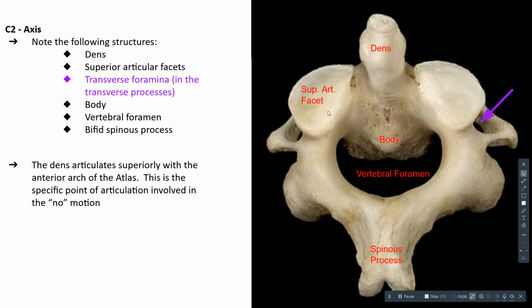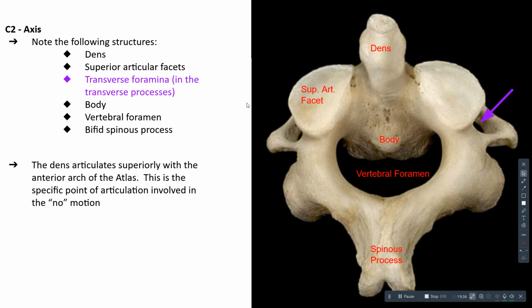But then we've also got this unique structure right here. This structure sticking up is called the dens. And the dens is going to form like the axle that the atlas rotates on. So the atlas is going to spin on this thing as you shake your head to say no.